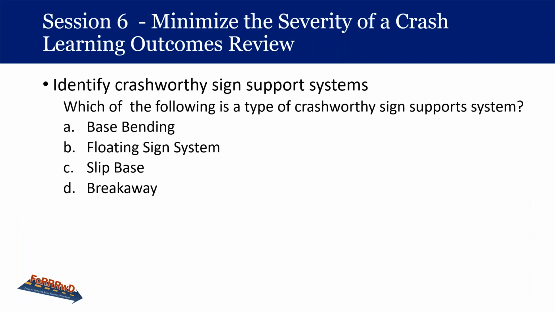So let's see what our learning outcomes, what they did for us today. Which of the following is a type of crash-worthy sign support system? Base bending, floating sign system, slip base, breakaway. All right, very good. It's A, C, and D. We haven't invented the floating sign system yet, but we wish we did, didn't we? So very good.